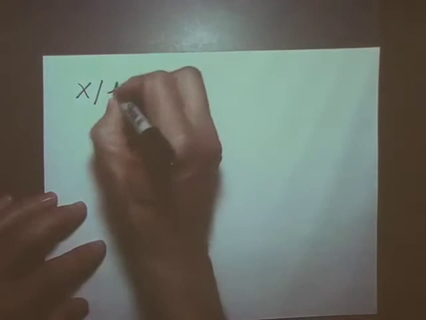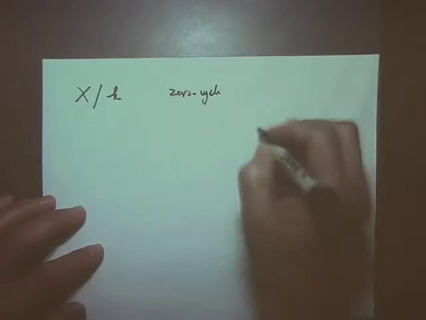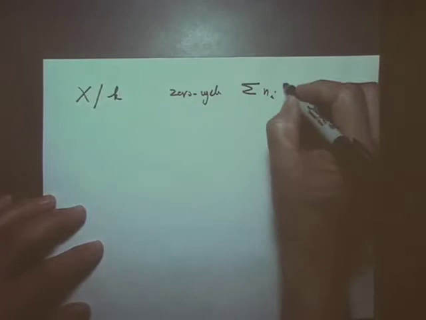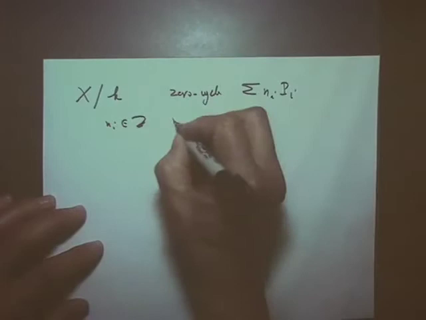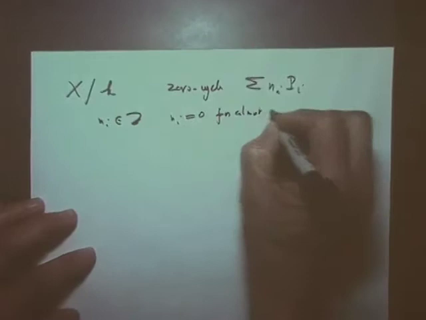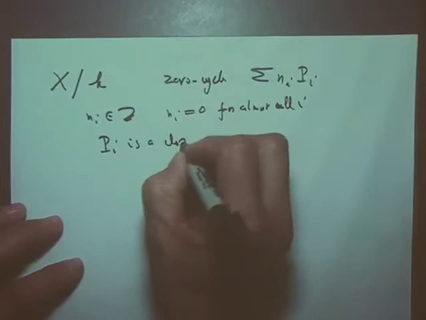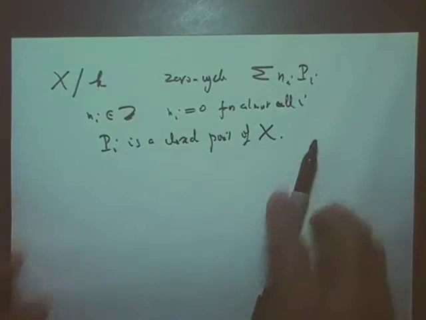So what are zero cycles? You have a variety X over a field K. Well, for the time being, the field is arbitrary. A zero cycle is a formal finite combination sum Ni Pi, where the Ni are in Z, Ni is zero for almost all i, which is a finite sum, and Pi is a closed point of X.